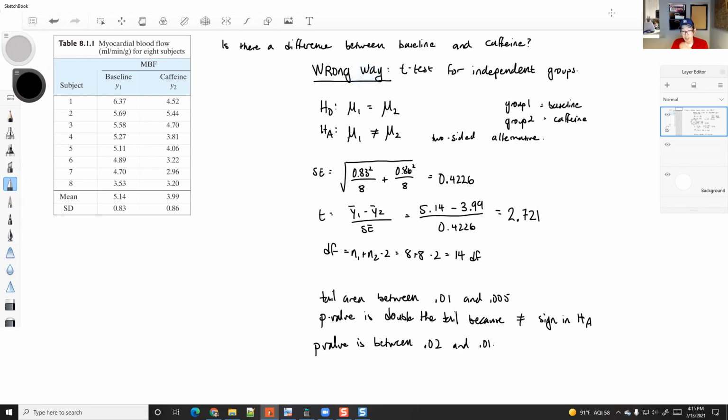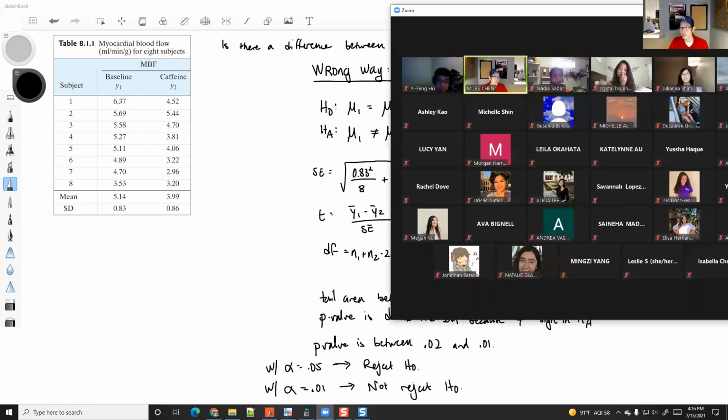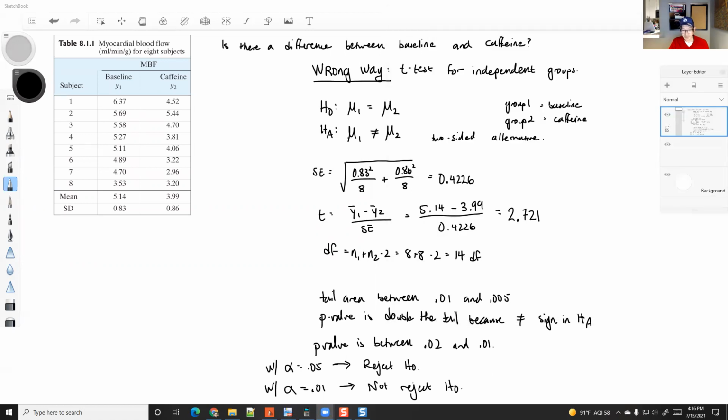Okay, and so with, let's say, alpha equal to 0.05, we would reject the null hypothesis. But if somebody wanted to be more cautious and use alpha equal to 0.01, we would not reject the null hypothesis. Okay. Is that all right? Does the work I did here feel okay regarding doing a t-test?